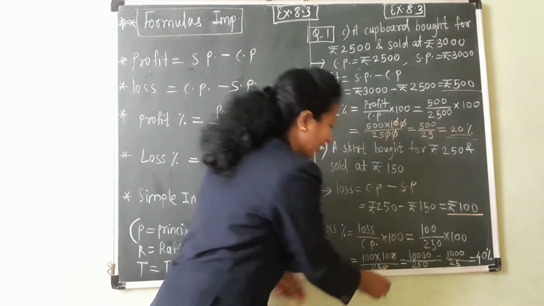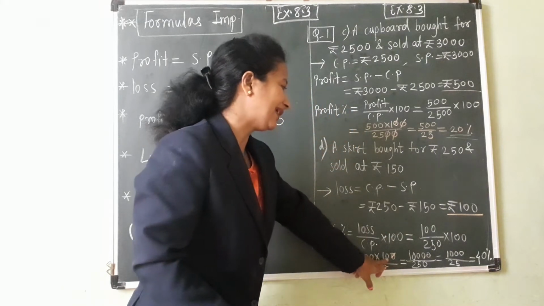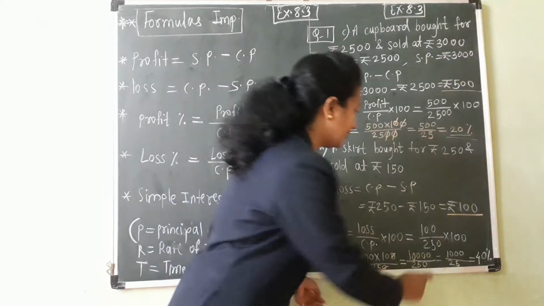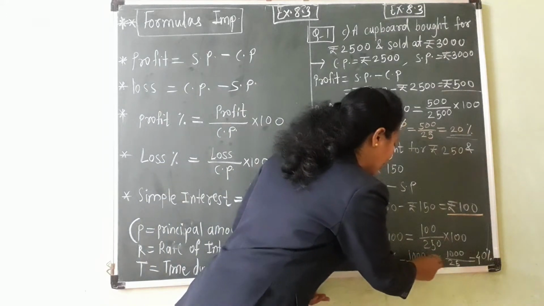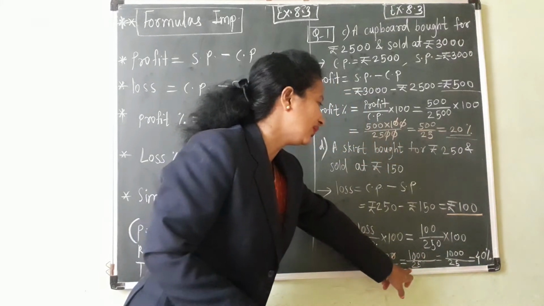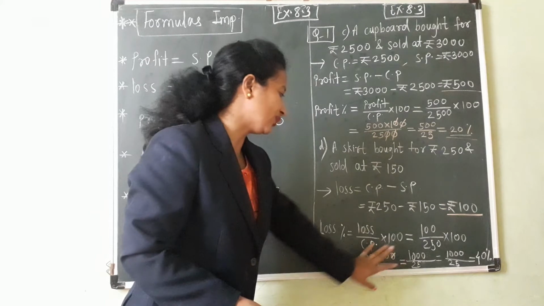It's 100 multiplied by 10. You will get the answer here, okay, no problem. So it's 1000 upon 25. Yes, we have cut the zeros here.